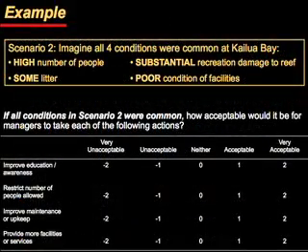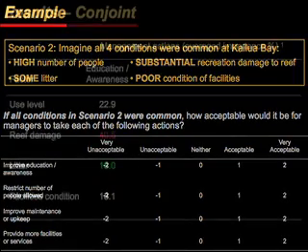So this is kind of what the scenario looked like in the survey, although after each of these factors we'd have numbers based on previous literature. So this is the worst case scenario: lots of people, litter, substantial recreation damage to reef, and poor condition of facilities, and then people would rate each of these actions. And so there were 8 of these in the survey.